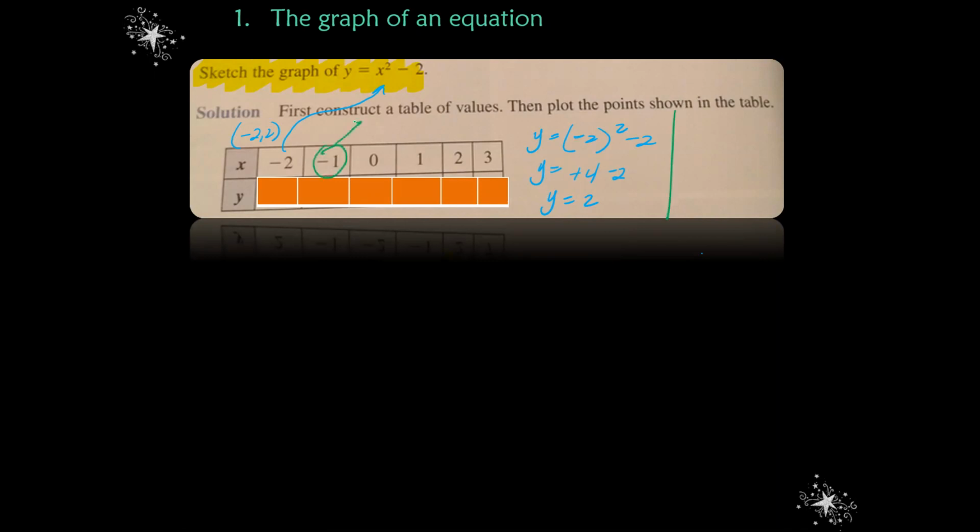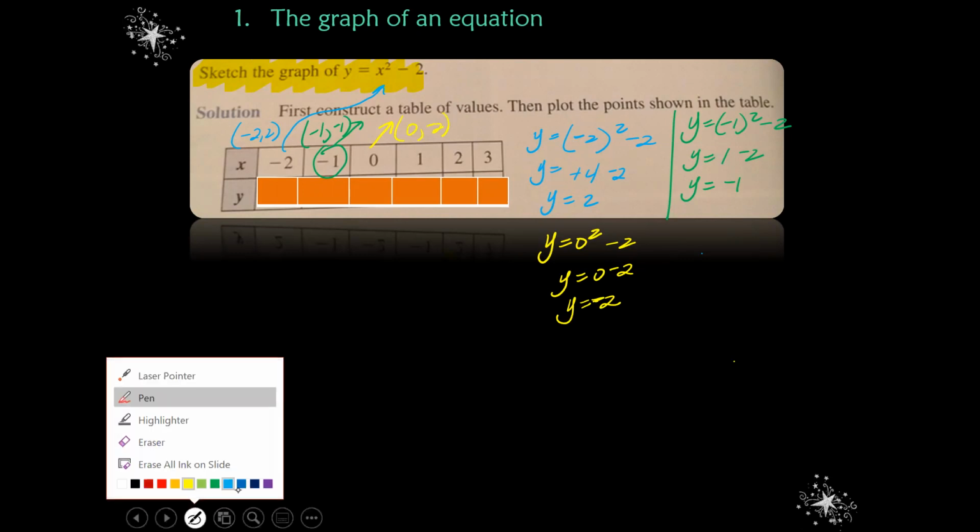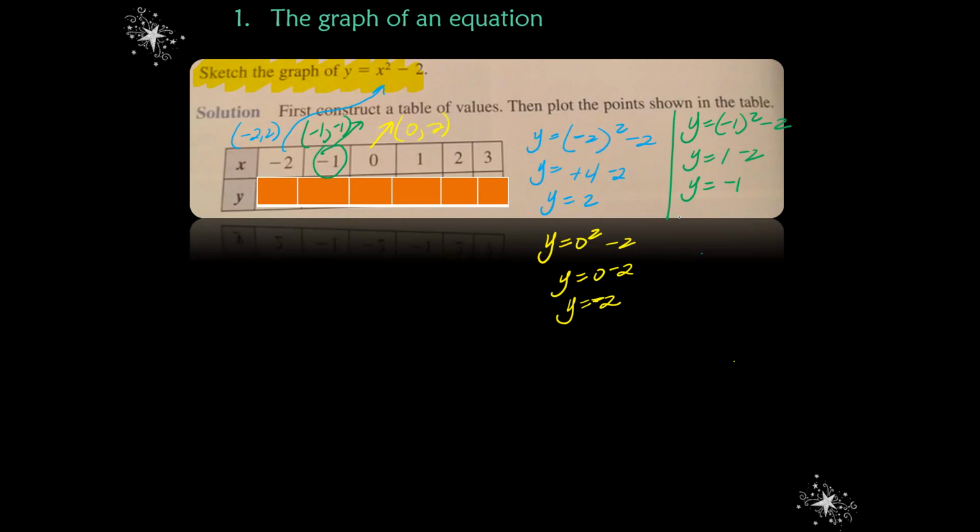Second point is -1, so y equals -1 squared minus 2. -1 times -1 is a +1, minus 2 is a -1. So my second point is -1, -1. Third point, y equals 0 squared minus 2. 0 times 0 is just 0, minus 2 is going to give me a -2. So my third point here is going to be 0, comma, -2. And you can keep going with this.